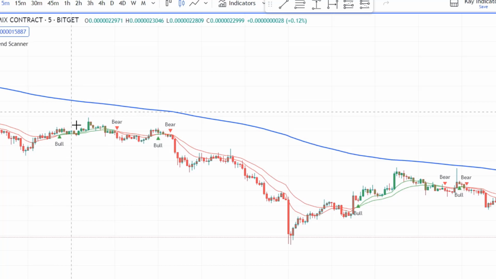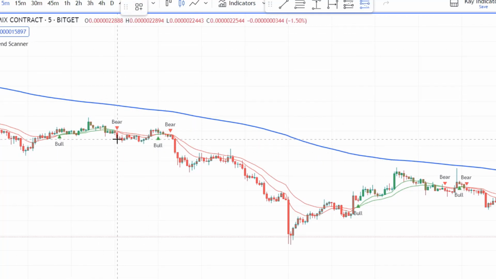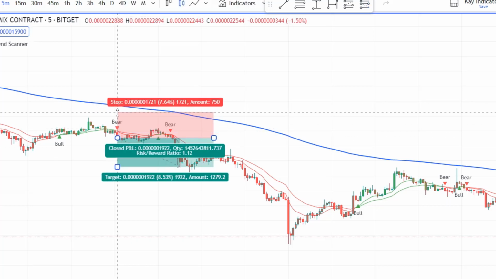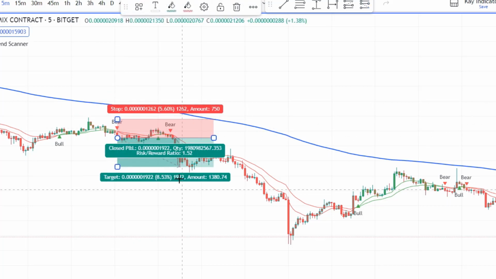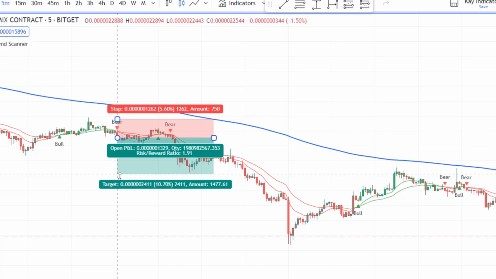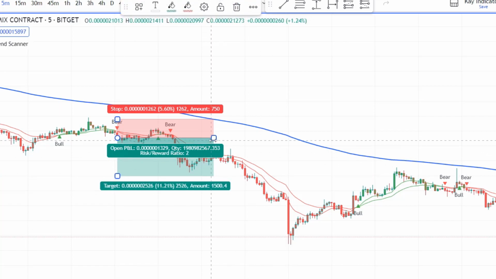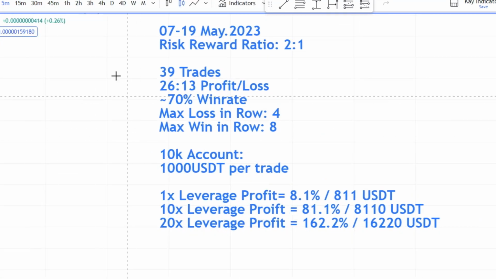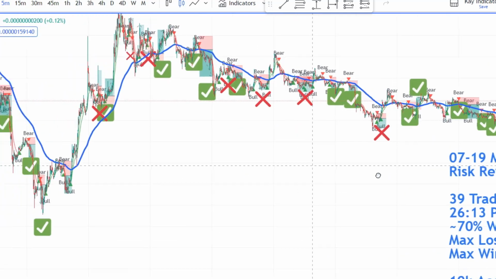You see here, that would have been a lost trade, that would have been a lost trade. In contrast, if we had taken this short signal here, the longs would have resulted in losses, but we would have had a 2-to-1 ratio again and won. Why am I showing this now? I have already calculated everything in advance.